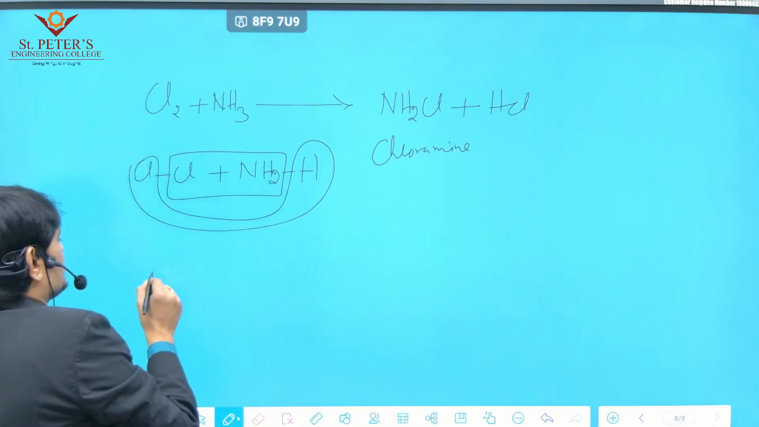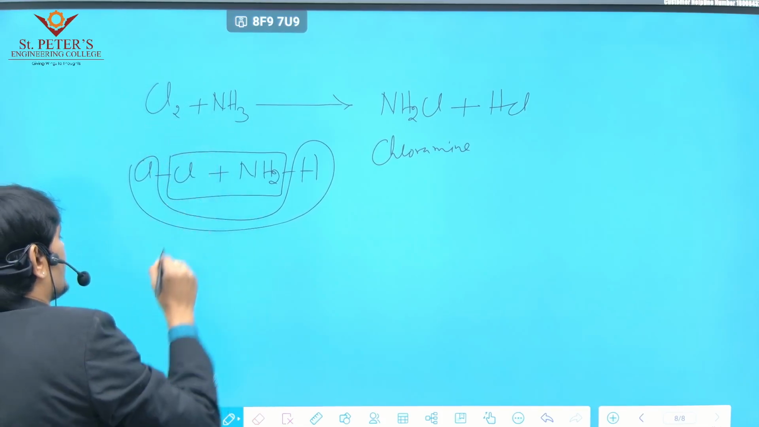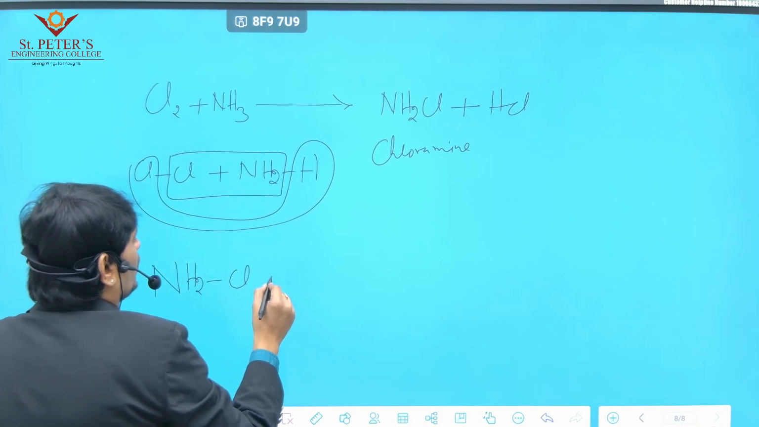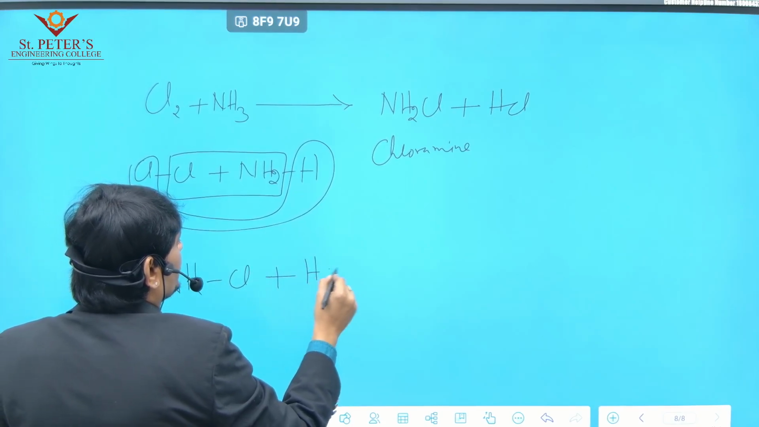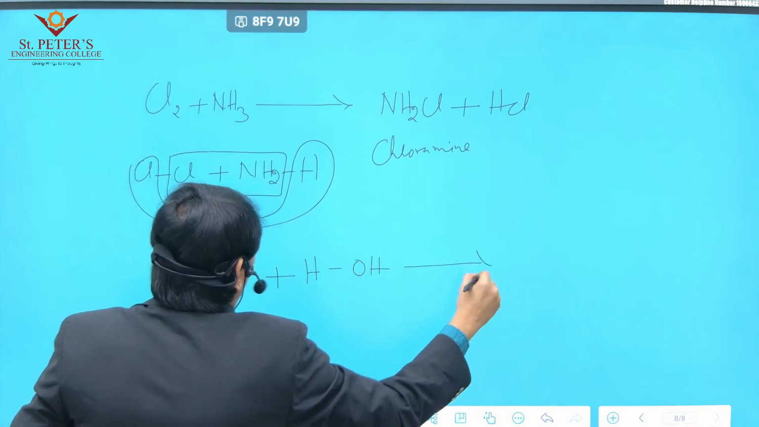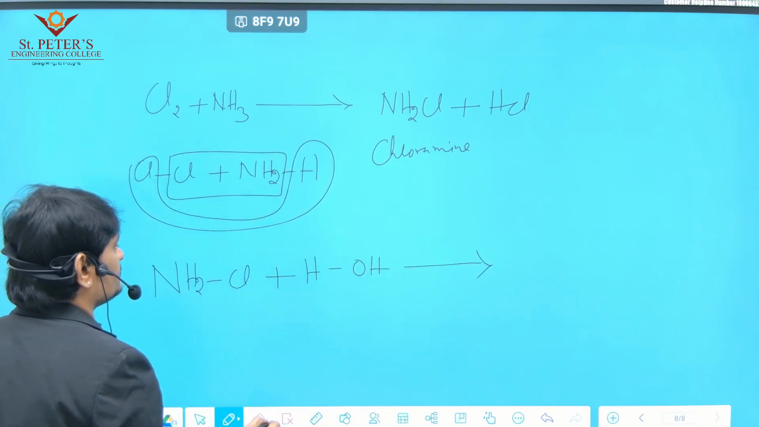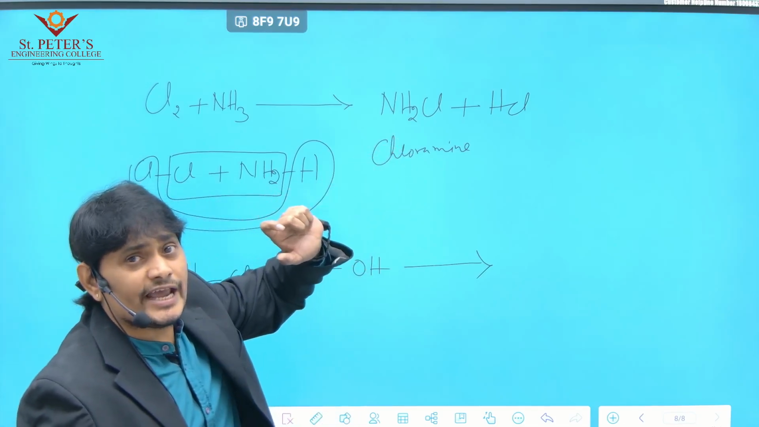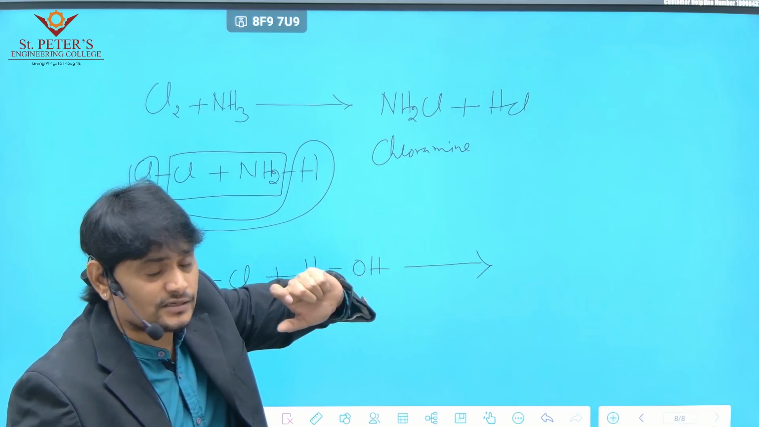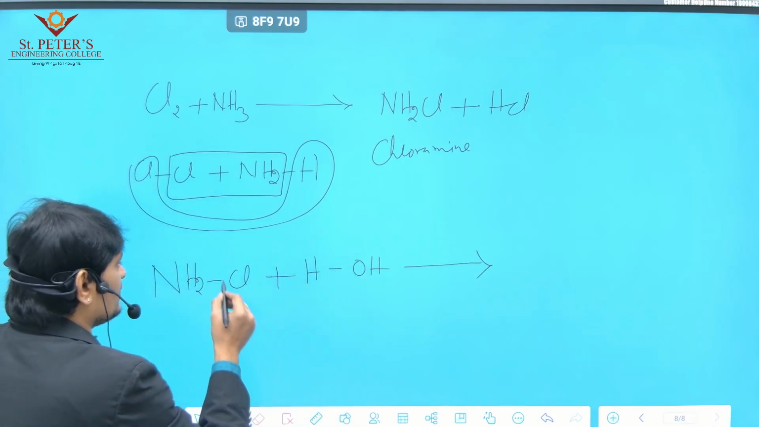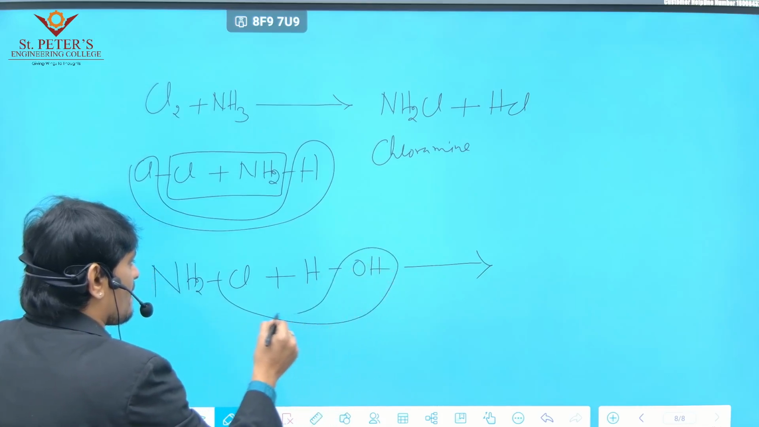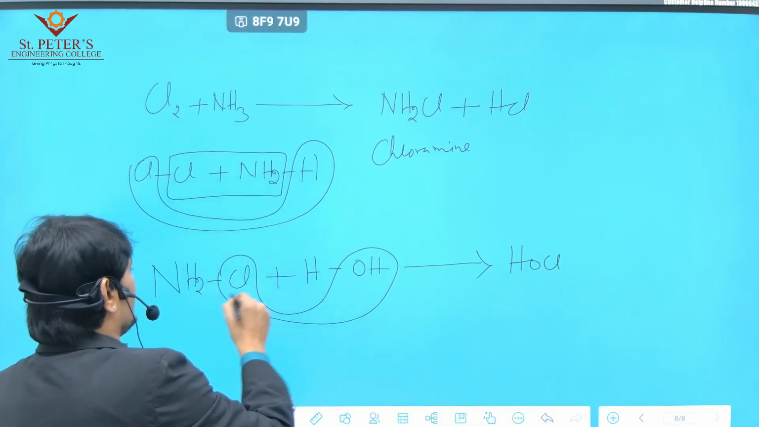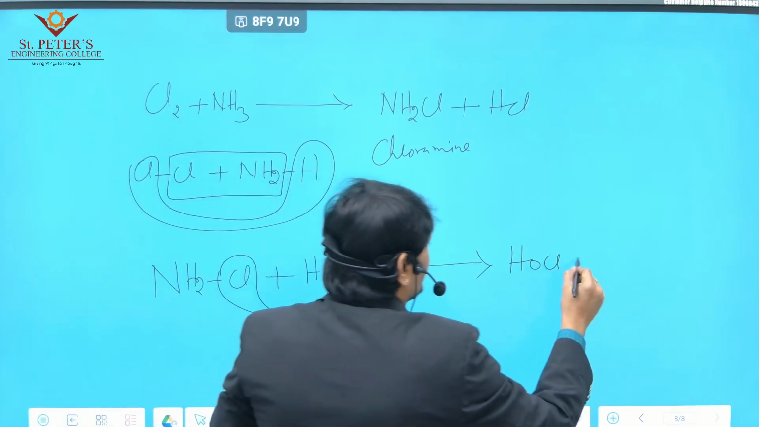Now, the chloramine, NH2Cl, which is formed when chlorine and ammonia gas are passed, reacts with water, HOH. What is the disinfectant which you got in the previous case? HOCl, a powerful disinfectant, hypochlorous acid. The same disinfectant is formed here, HOCl, and NH2 plus H gives NH3.